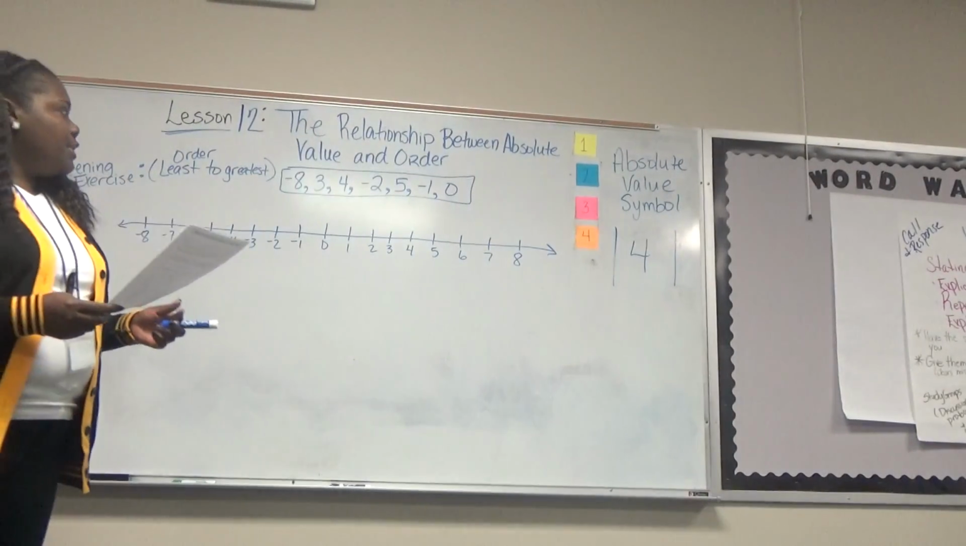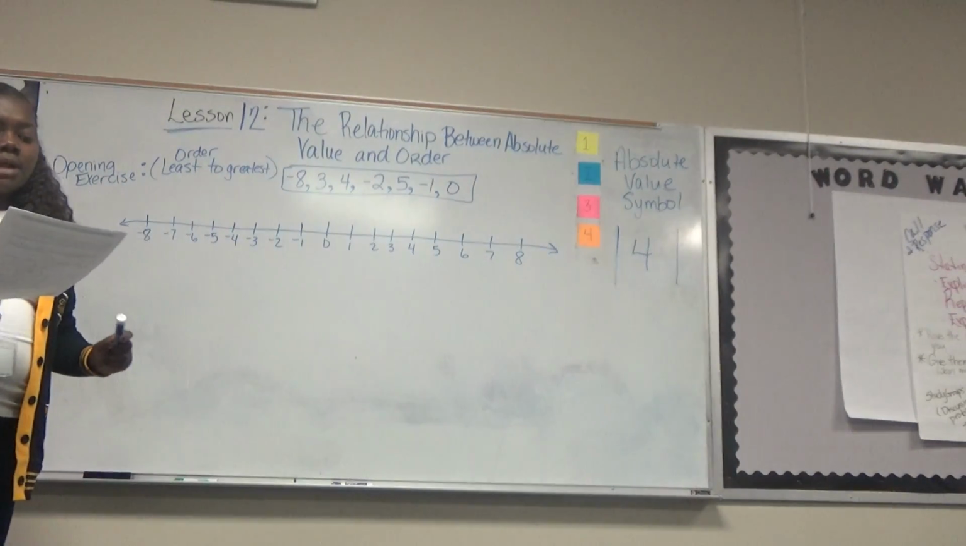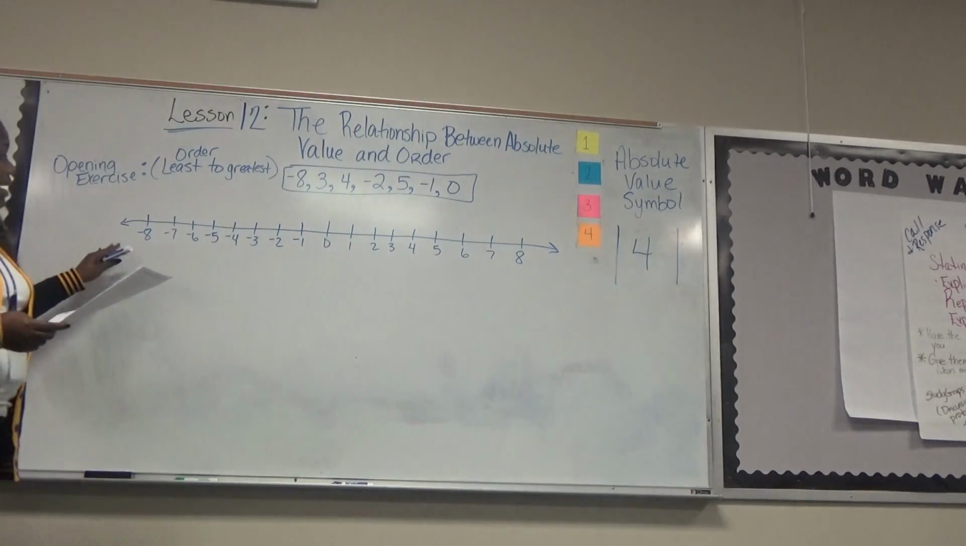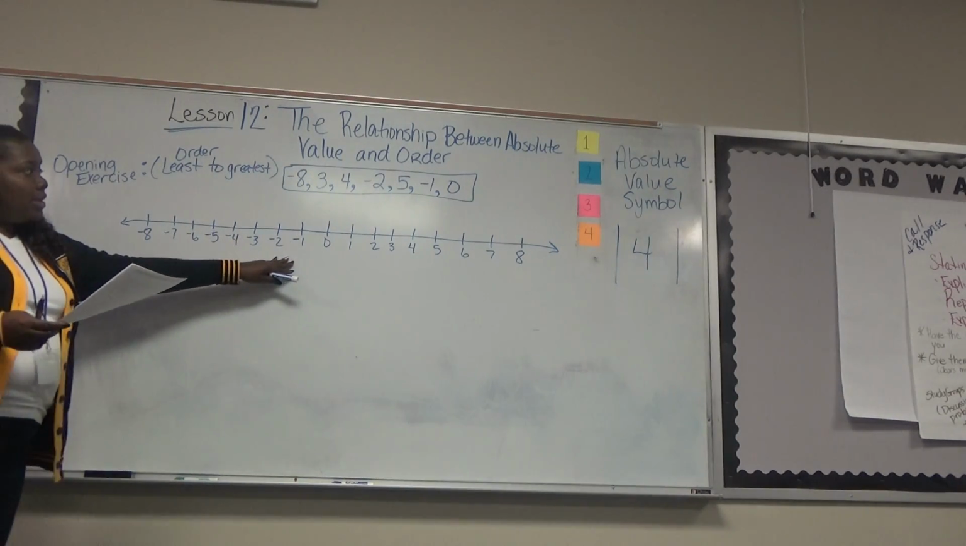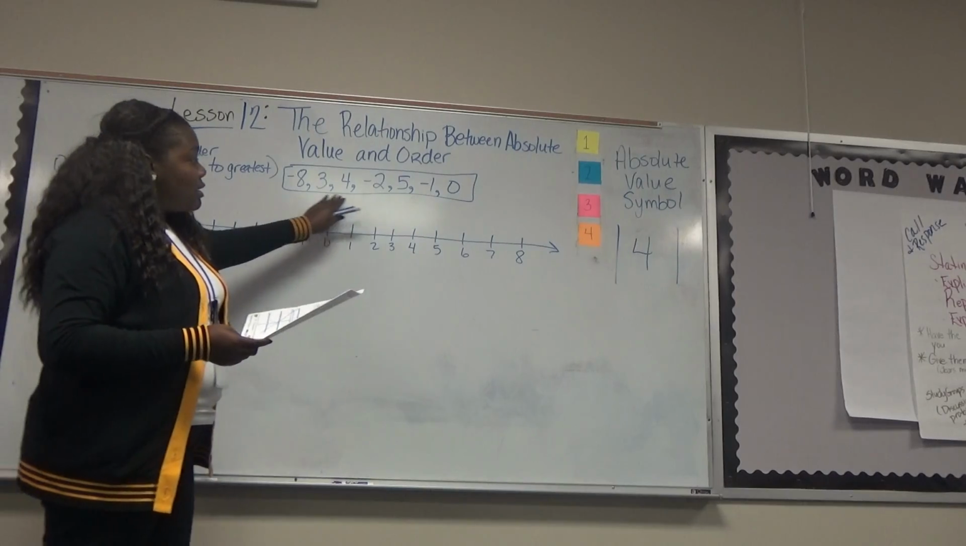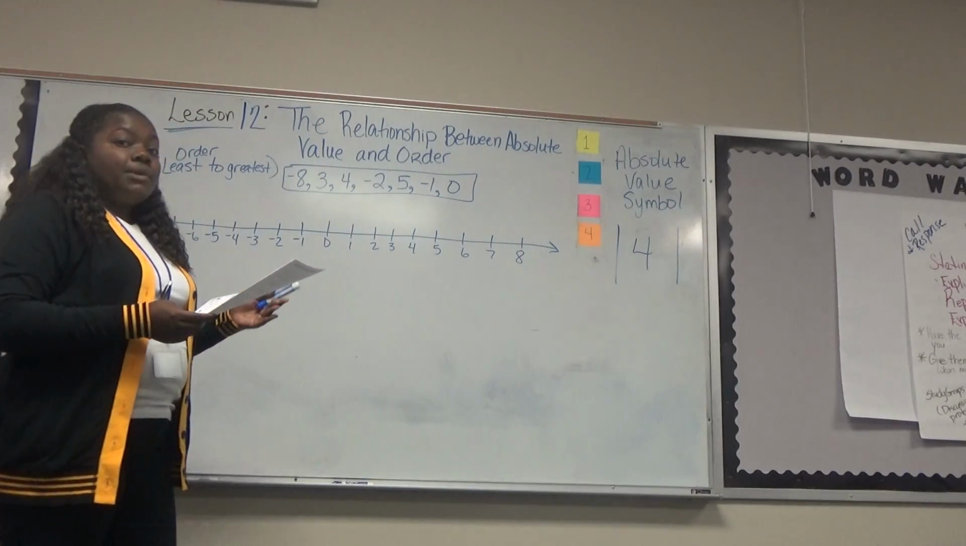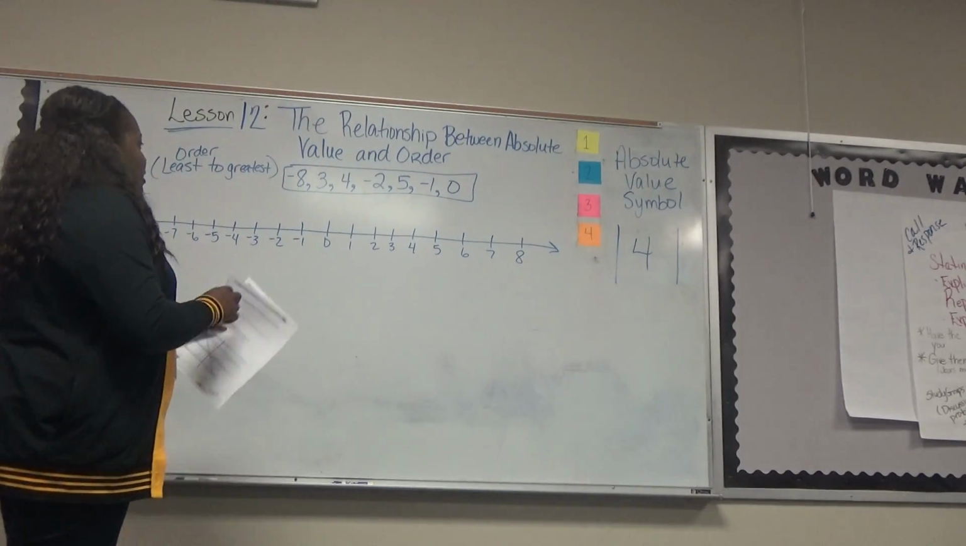So what you're going to do for that is draw yourself a number line in that open space that you see provided. You're going to draw the number line that you see here, and we're going to graph these numbers on the number line, and then we're going to put them in order from least to greatest. So let's get started with that.